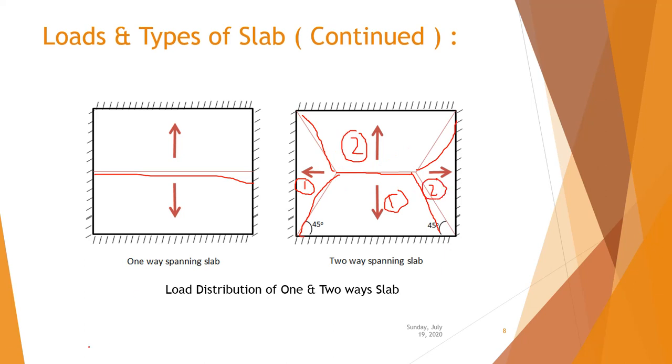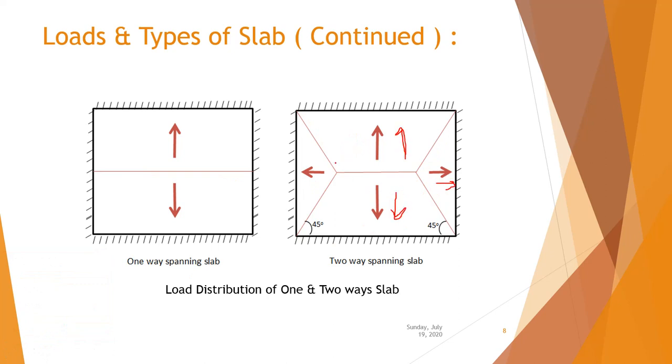Actually, for the two-way slab, the load transfer will go in all ways. It will go to the right, up, down, and to the left. So when you have the two-way slab, the load will come from all the directions. But when you have a one-way slab, it will go to the right or to the left. So I hope the brief theory is clear for you.